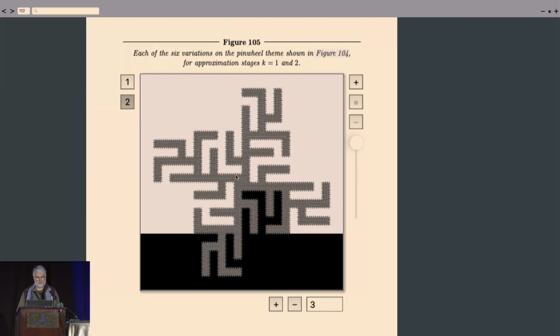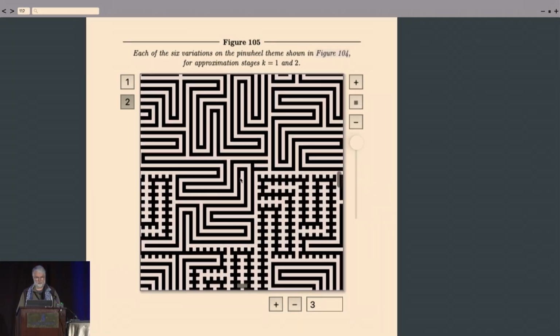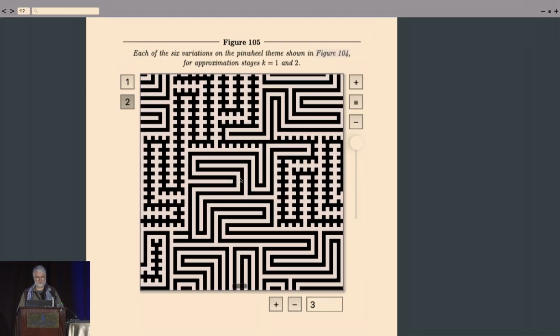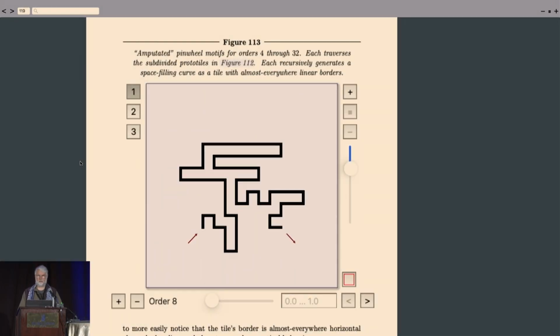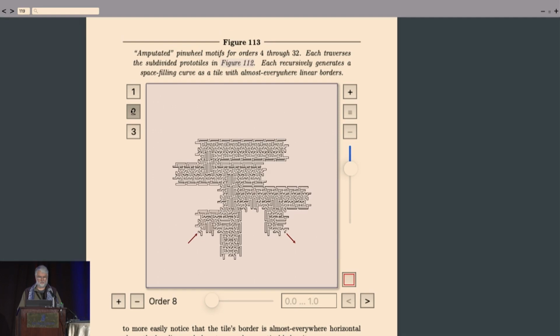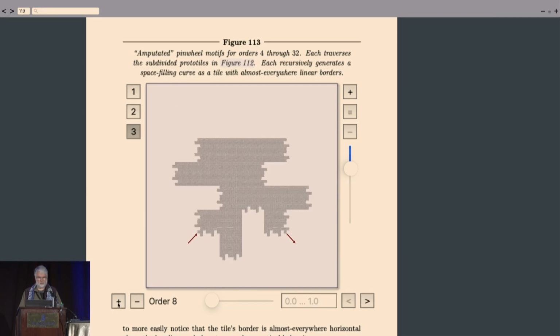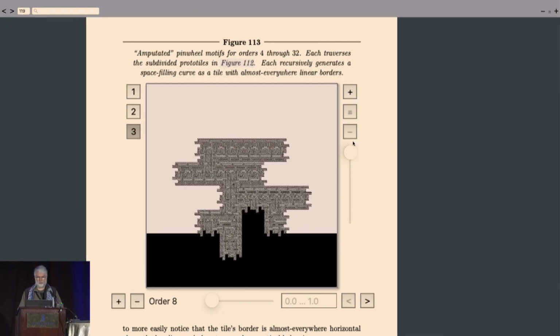This one is particularly weird and interesting. If you zoom in, you'll see it has different structures in different parts of it. Well, it turns out that rotational symmetry is not necessary. You don't have to do the same thing on the top of the subdivision as you do on the other three sides. So you can do nothing on the top of the subdivision, and suddenly you're getting tiles that have infinitely detailed boundaries, but the boundary is almost everywhere linear.